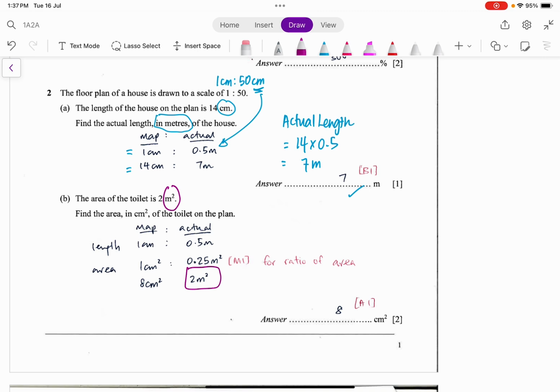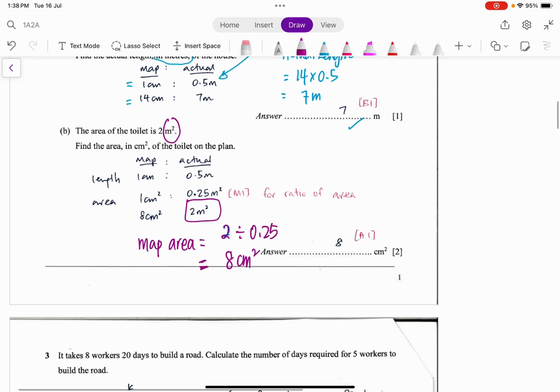So you can say that the map area, every 0.25 meters square will give me 1 cm square. So if 2 meters square, I divide by 0.25 meters square. That gives me 8 cm square worth. Okay?